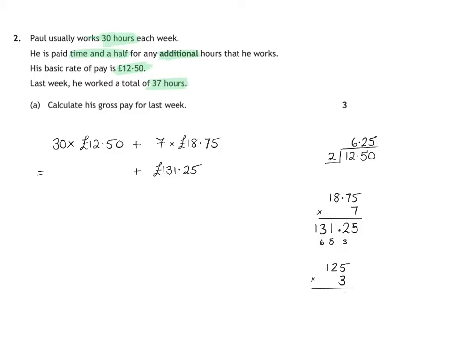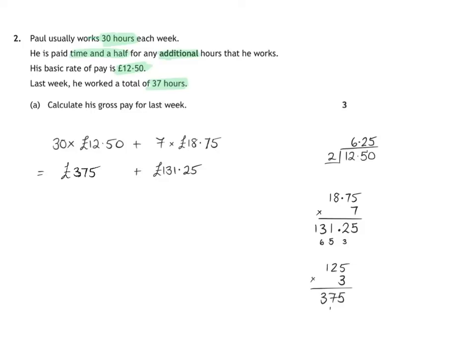So 5 times 3 is 15. 2 times 3 is 6, add the 1, gives me 7. 1 times 3 is 3. So that means that this part is worth £375. Apologies for my Apple Pencil today, I don't know what's going on, it keeps skipping bits.